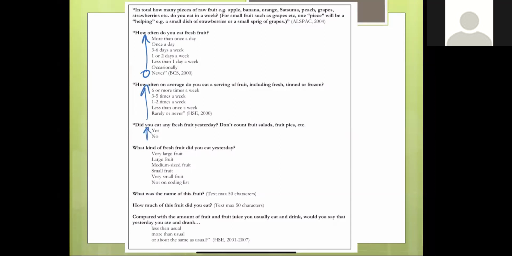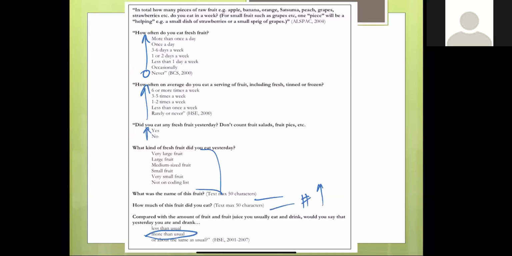It doesn't really matter the size of the fruit, but this is kind of checking their description. Do you know what type of fruit it was? How much did you eat? This we could use a similar scale for if we wanted to, with all of it, some of it, none of it, a bite, whatever. And then fruit juice, where we want more than usual, so to speak. So again, we're trying to measure fruit consumption.